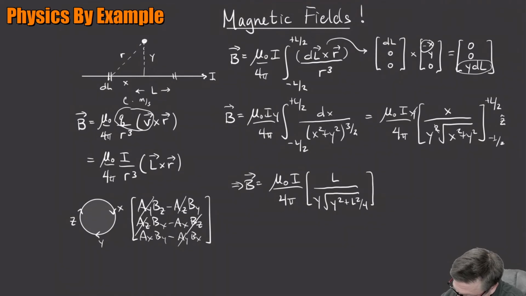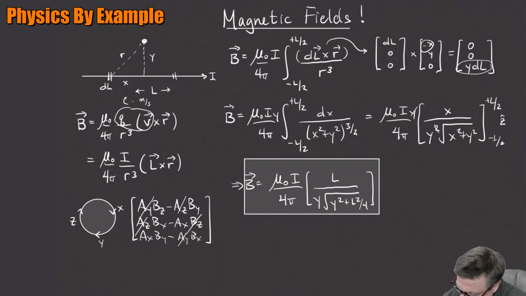I mean, this is it. There's the exact answer. There's the magnetic field from a current segment of length L carrying a current I if I'm y units away from it. That's the exact answer. What often happens, though, is we'll use an approximate formula because often the wire is much longer than our distance from it. So if, oh, and this is in the z hat direction.